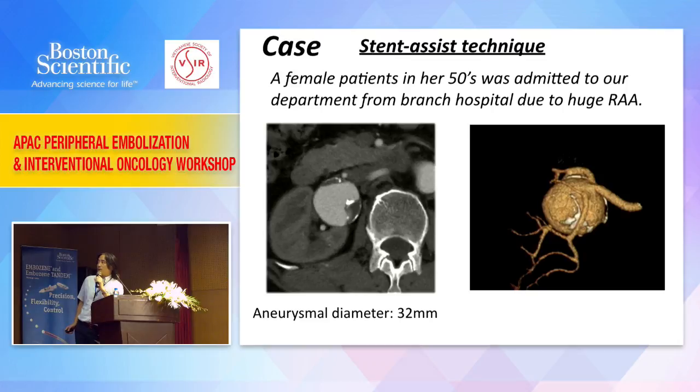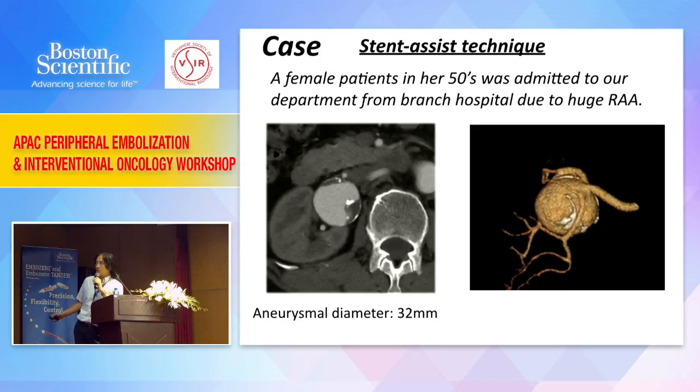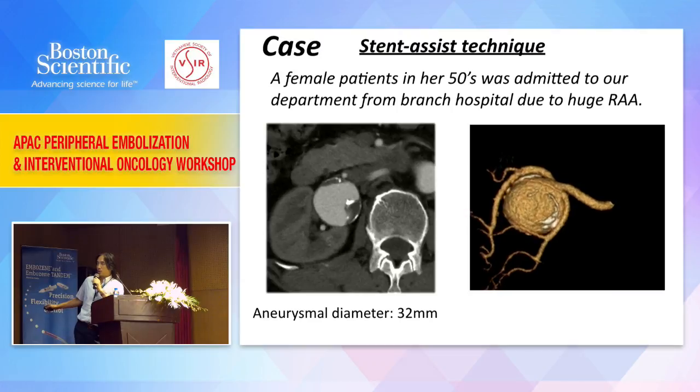This is a female patient in her 50s, and the size of the aneurysm is 32 millimeters, so big. Also, the aneurysm is located at the trifurcation.